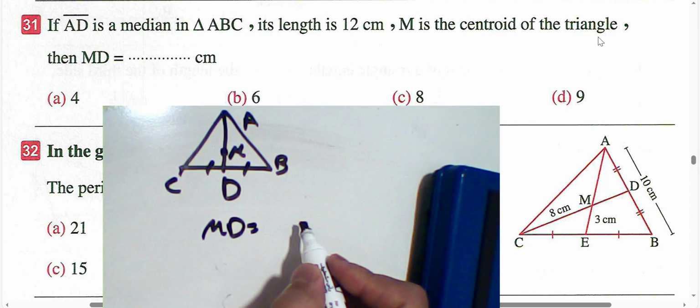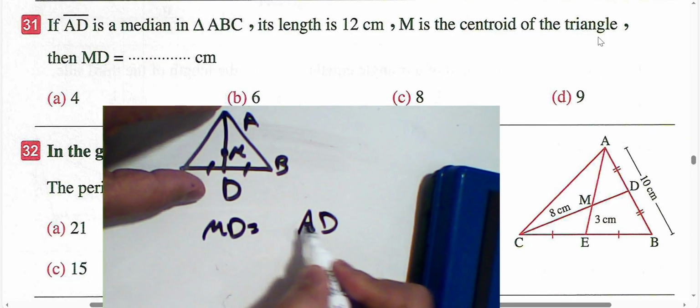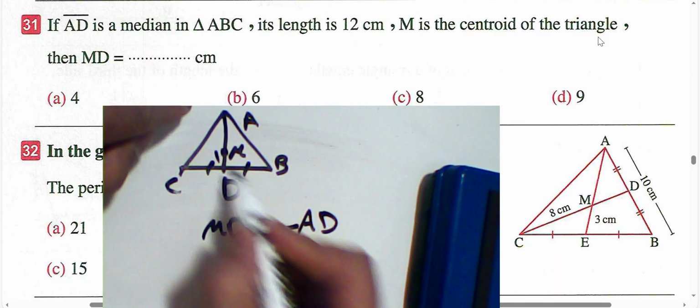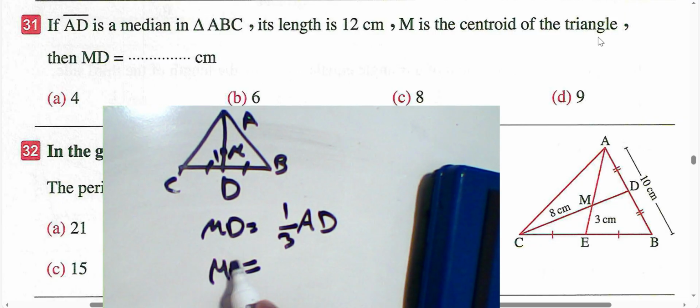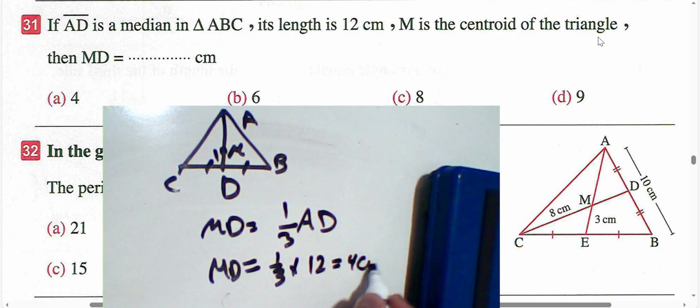Okay, then what is the relation between MD and AD? MD has 1 part and AD 3 parts. Then MD will be a third of the length AD. The length AD was 12. A third times 12 is 4 centimeters. The length here is 4 centimeters.